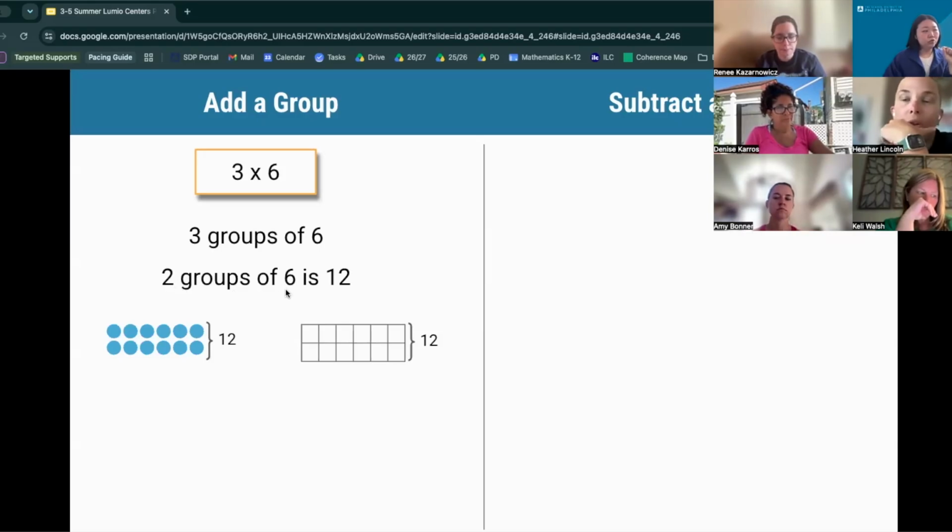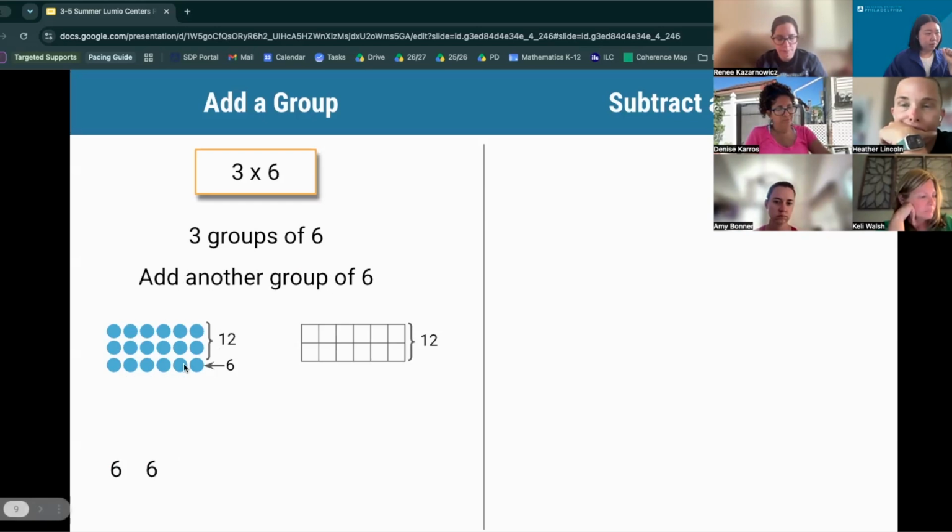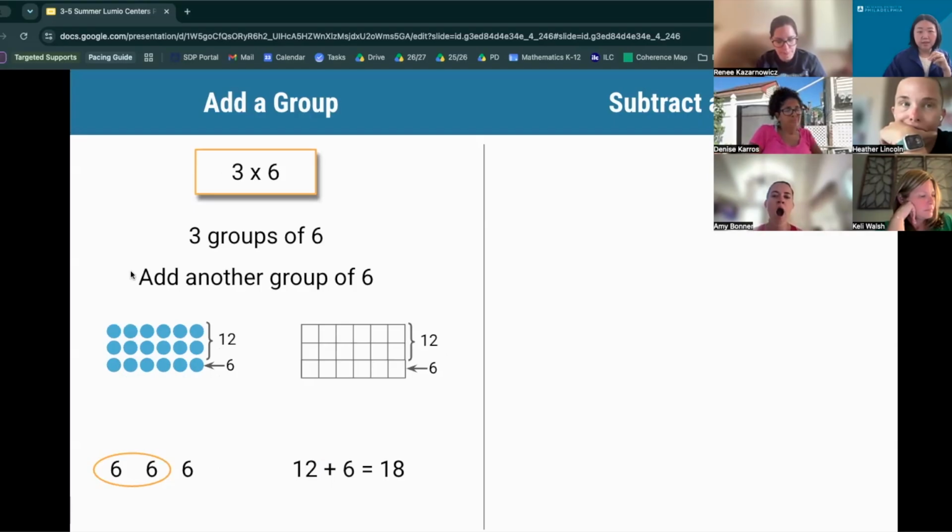If I know 2 groups of 6 is 12, and I want to get to 3 groups, I'm just going to go ahead and add one more group of 6 to make 3 groups. So then I added one more group of 6 here, and I could think, oh, 12 plus 6 is 18. That's adding a group. So that can really help with my 3s. It can also help with thinking about our 6s as well. If I know my 5s, adding one more group makes 6 groups.